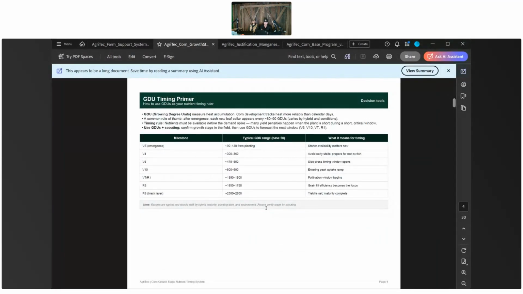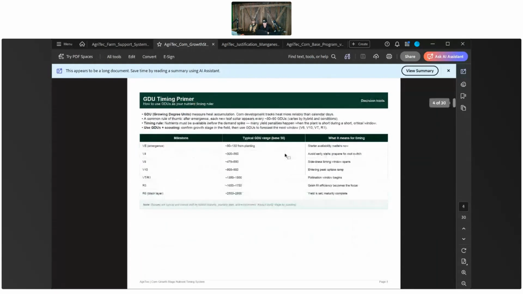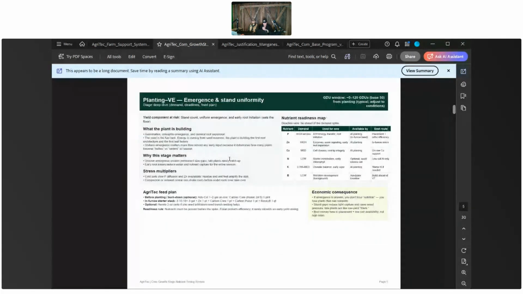It's fancy terminology to determine what growth stage that plant is at, just like the V stages, right? So V stages are the amount of collars on the plant, more or less, depending on the genetics you're using. But a more accurate gradient is actually looking at the growing degree units and what that plant needs during those times. So let's just walk through.